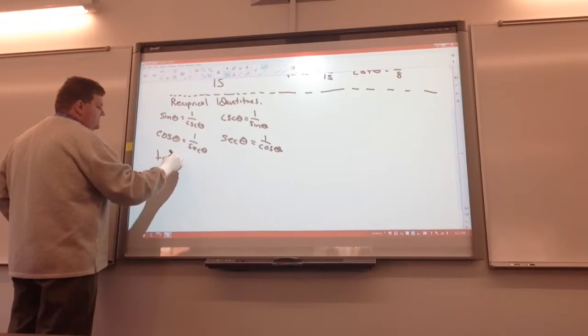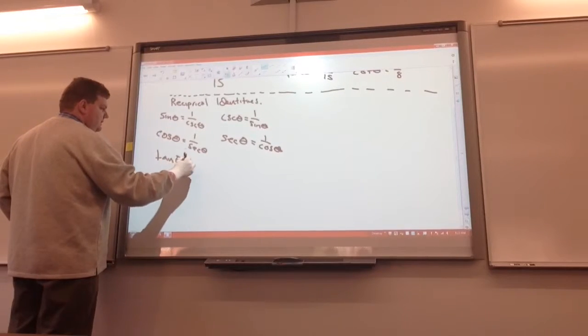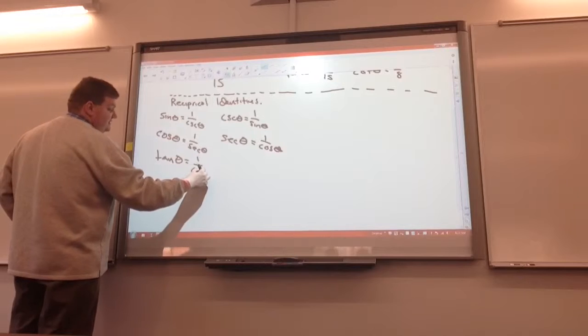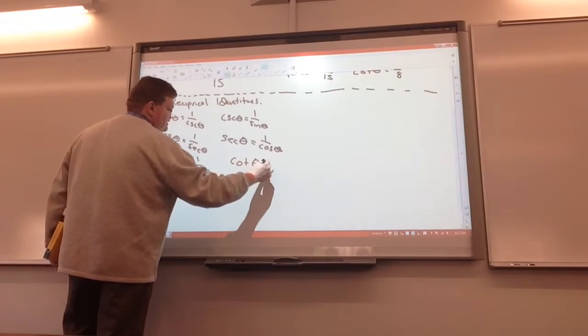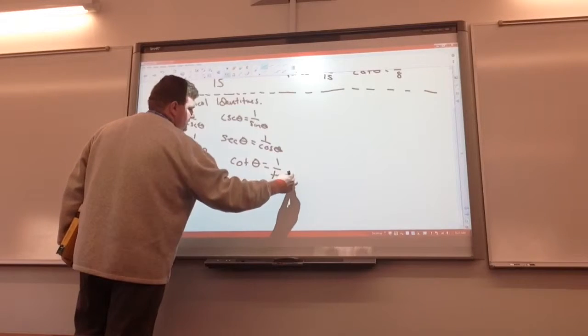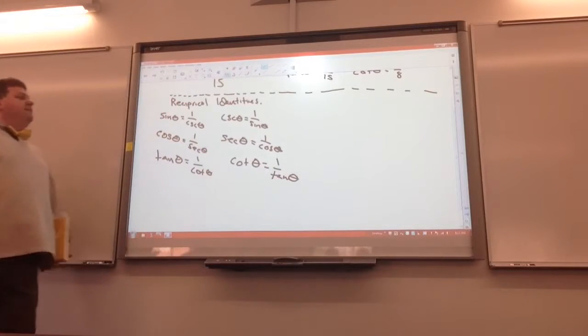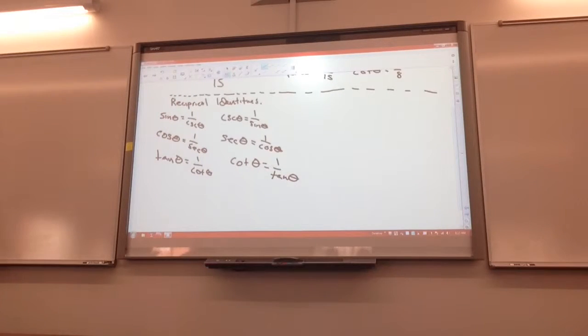So tangent is 1 over cotangent. And cotangent is 1 over tangent of theta. And these can help you a lot when doing things, especially when we look at things involving the unit circle and we have to calculate things out.